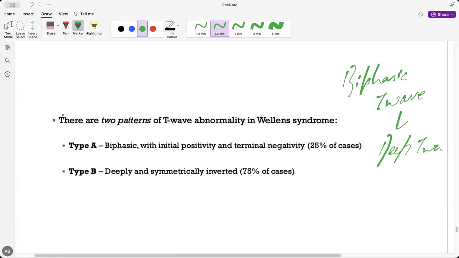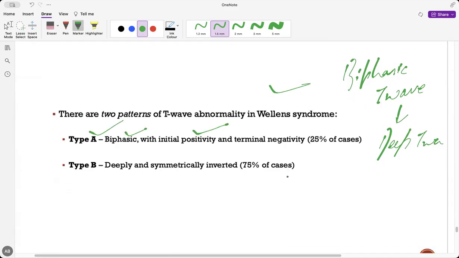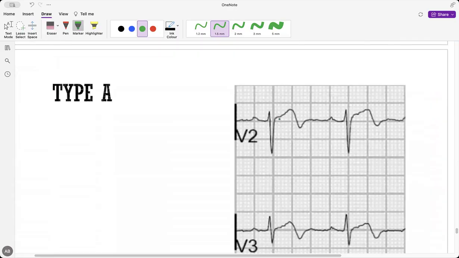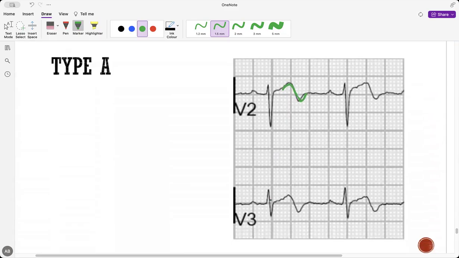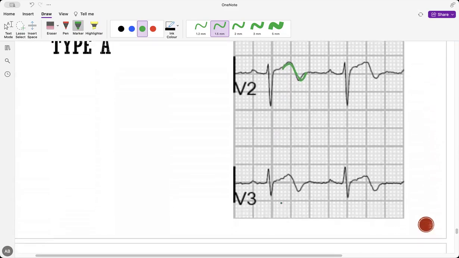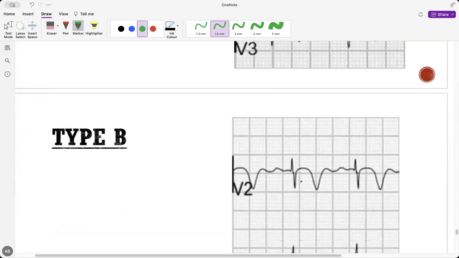So as you can see in Wellens syndrome, type A is called biphasic with initial positivity and terminal negativity. As you can see here, there is initial positivity of the T wave, and then there is negativity. It's called type A. Another is called type B, where there is complete deepening. Suppose more time has elapsed from the occlusion and there has been recanalization. There will be deep T waves, and this is called type B Wellens syndrome.